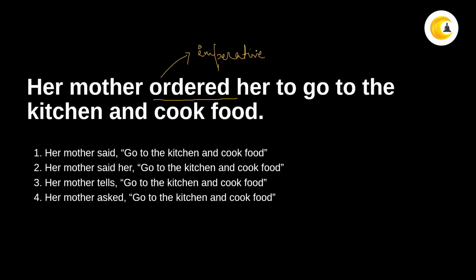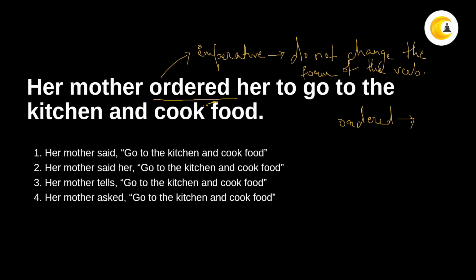So in an imperative sentence, we do not change the form of the verb. Ordered will become said. Told became said to, but since ordered is imperative speech, it will only become said, not said to. And the rest of the part will stay the same.